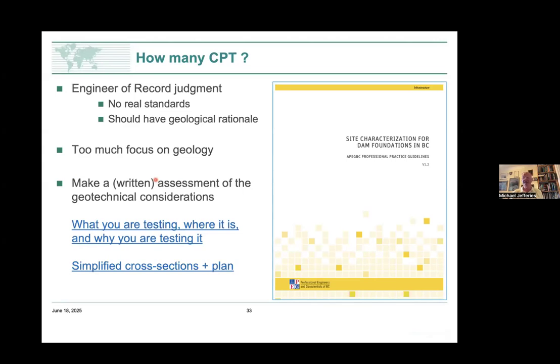You should make a written assessment of your geotechnical considerations, what you're testing, where it is, and why you're testing it, with a simplified cross-sectional plan. This does not have to be a major report. A 5-page memo will be sufficient, but you do need to, both for your own thinking and as part of a quality assurance program, produce a document saying this is what I believe are the issues, this is my testing program, and this is what I'm doing. It clarifies the thinking to put it into writing.